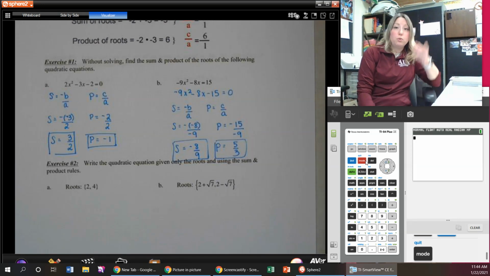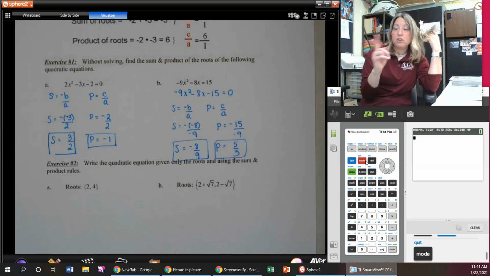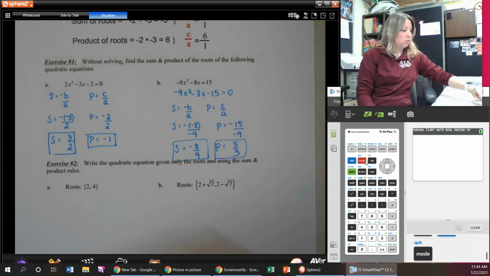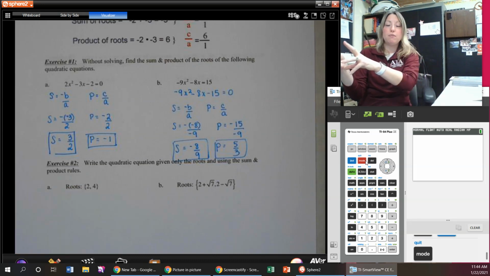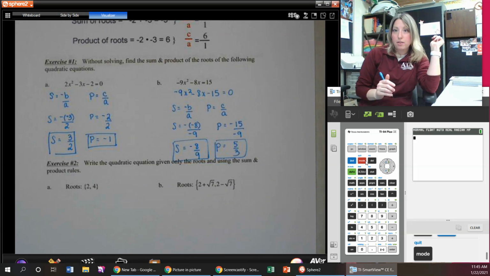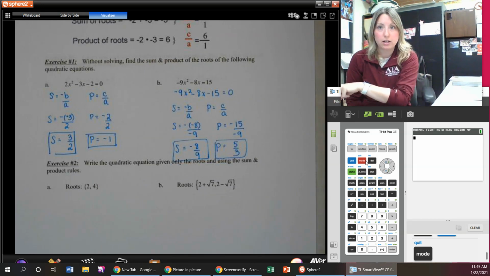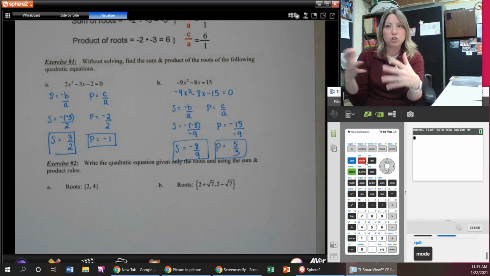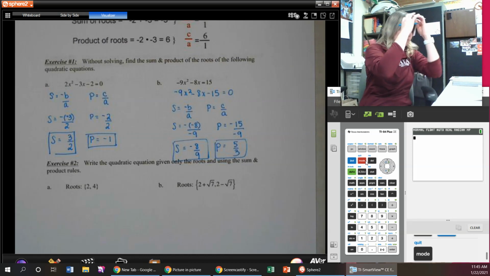Now what we're going to do is write out the quadratic equation given only the roots. So I've been given the roots here. I'm going to add them up, and that will help me find my b term and my a term. And then I'm going to multiply them together, and that will help me find my c term and confirm my a term, because that's the key. The a term has to get confirmed by the other piece.